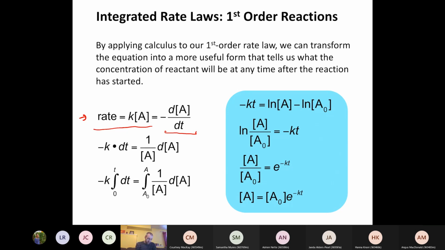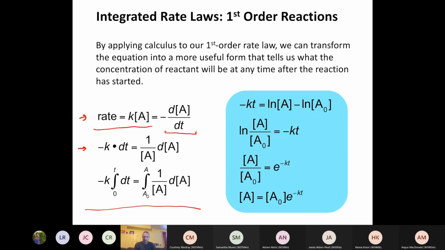What we're going to do is rearrange it just a little bit. We're going to divide each side by A and multiply each side by dt, which puts it in this form. And then what we can do is integrate dt from 0 to time t. And on the right side, we're going to integrate from the initial concentration to some concentration, say A at time t. And we get something that looks like this.